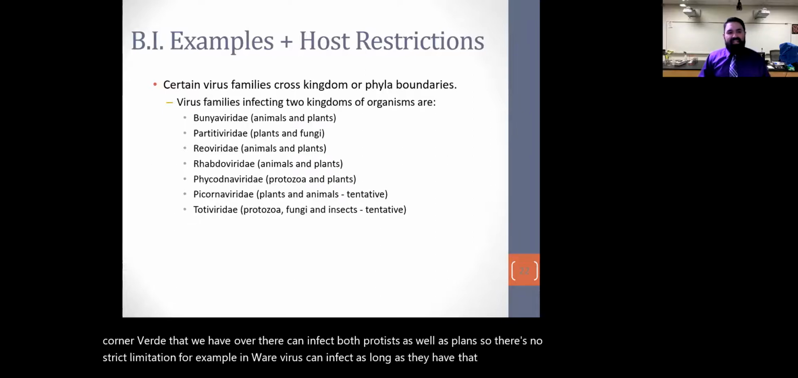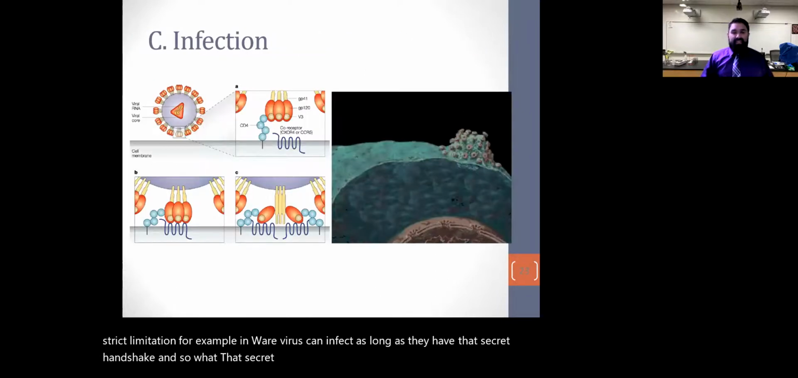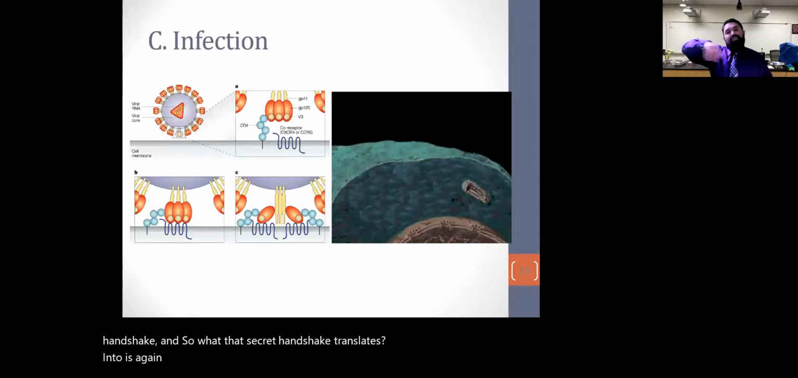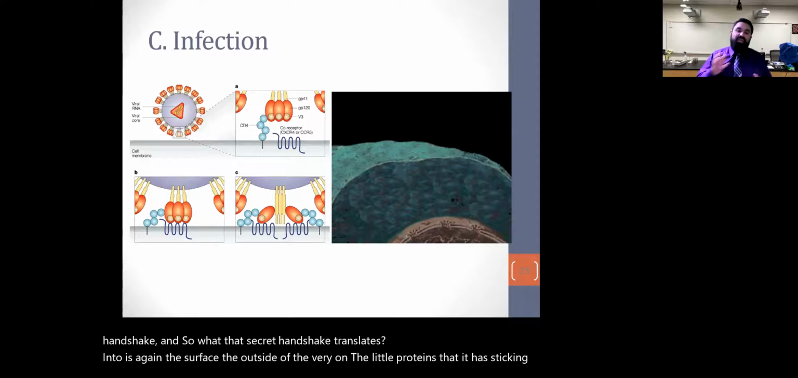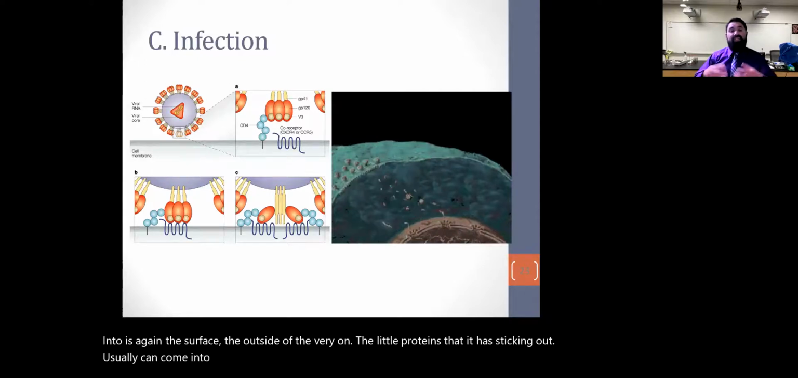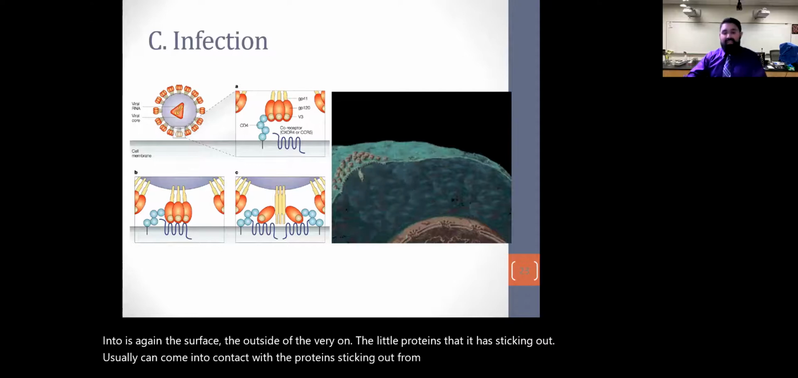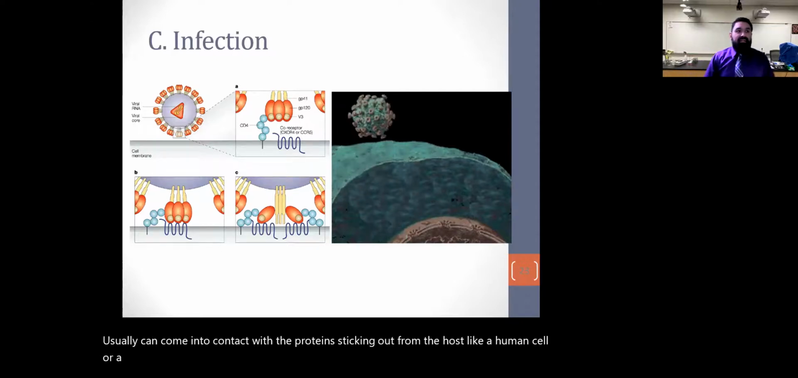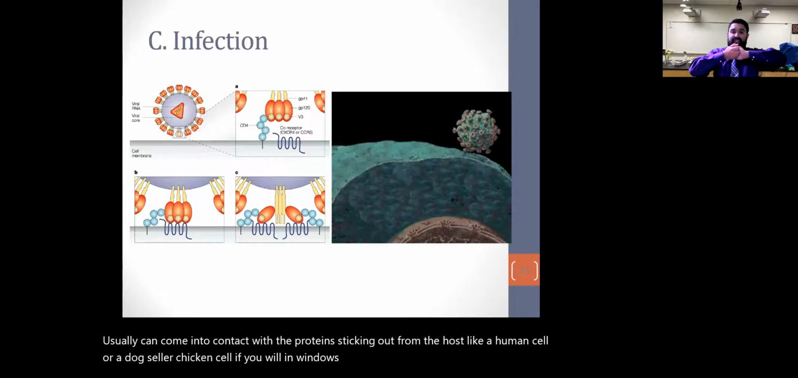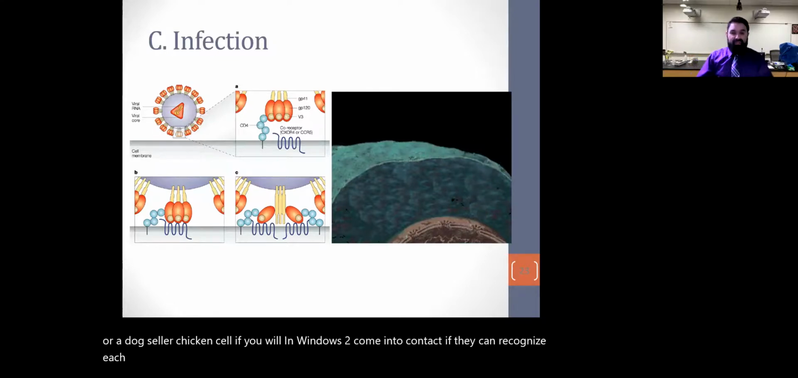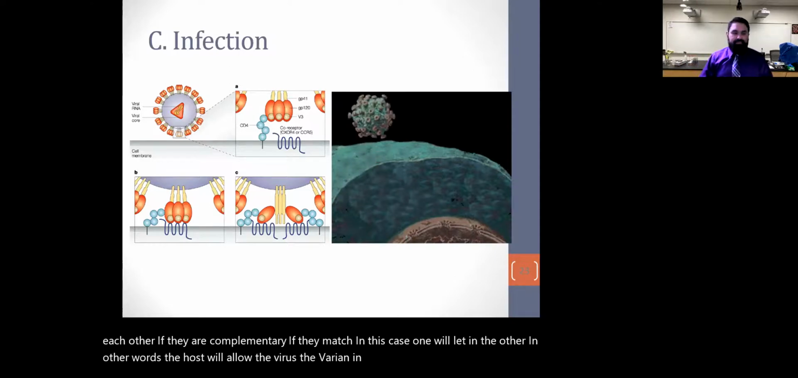And what that secret handshake translates into is the outside of the virion, the little proteins that it has sticking out, usually coming into contact with the proteins sticking out from the host, like a human cell or a dog cell or a chicken cell. And when those two come into contact, if they can recognize each other, if they're complementary, if they match, one will let in the other. In other words, the host will allow the virion to get in.